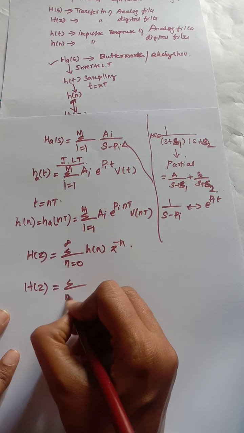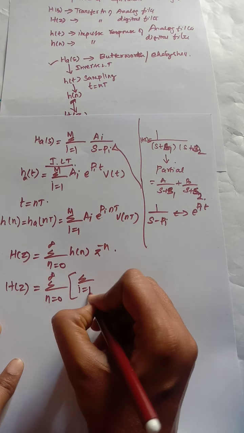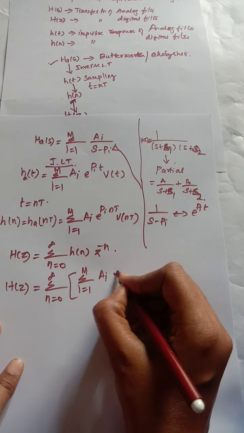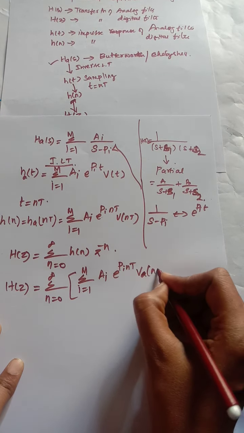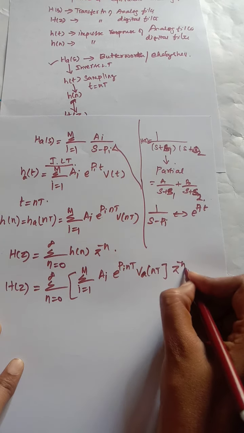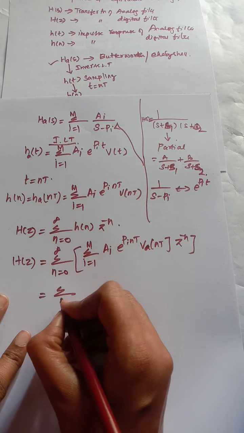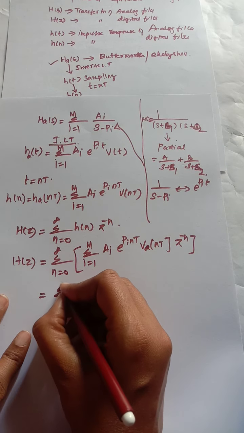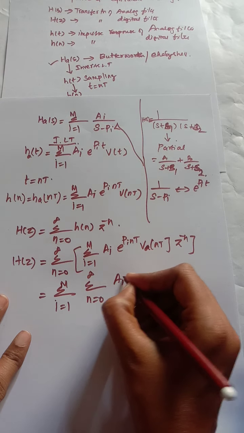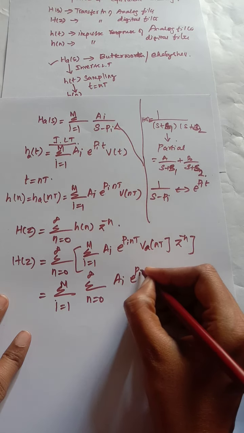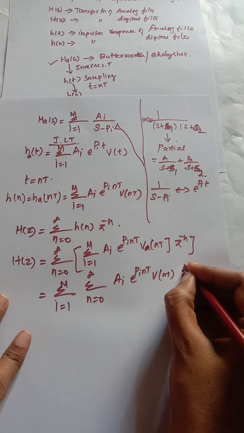Now I am going to substitute h(n) into the formula of H(z). So the summation n = 0 to infinity, and for h(n), the summation i = 1 to M of a_i e^(p_i nT) u(nT), times z^(-n). Here I am going to change the order of the summations: summation i = 1 to M, summation n = 0 to infinity of a_i e^(p_i nT) u(nT) z^(-n).